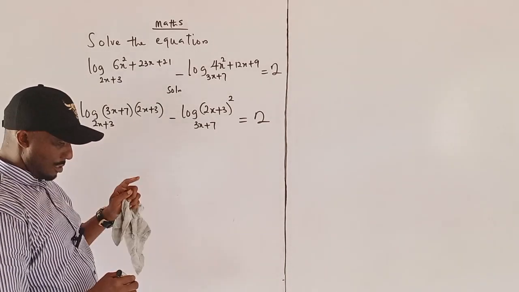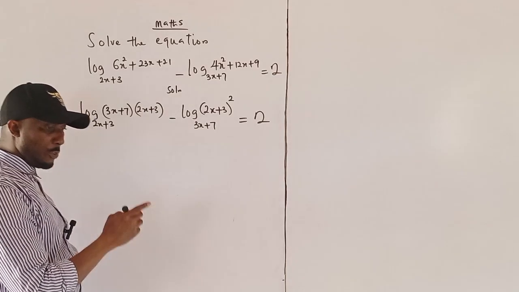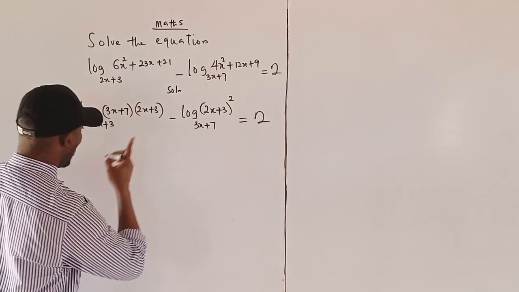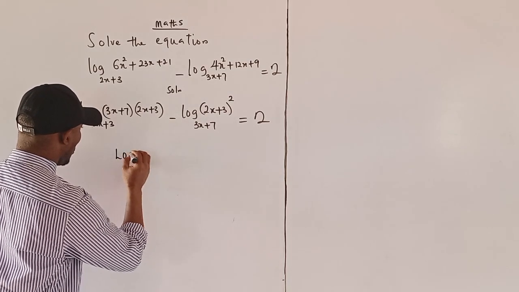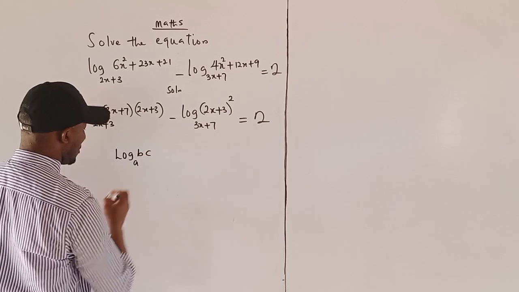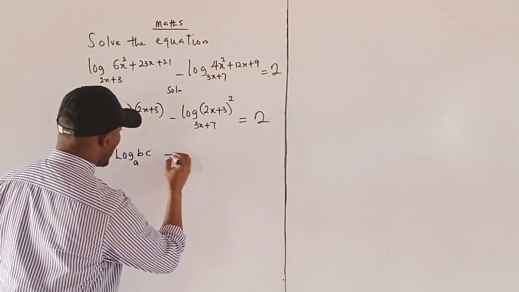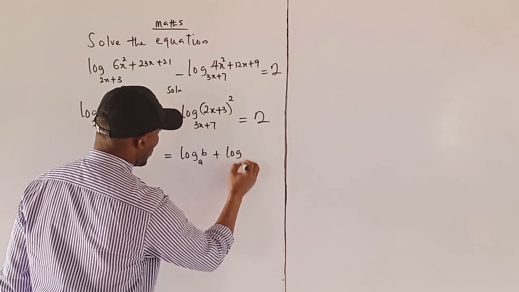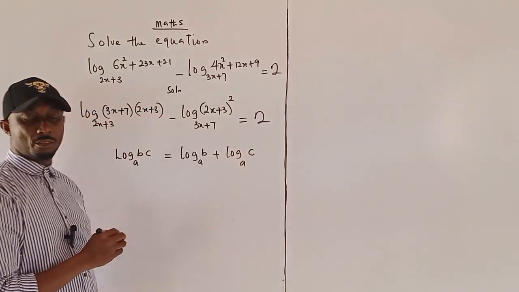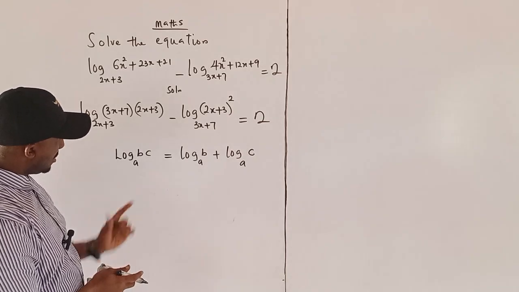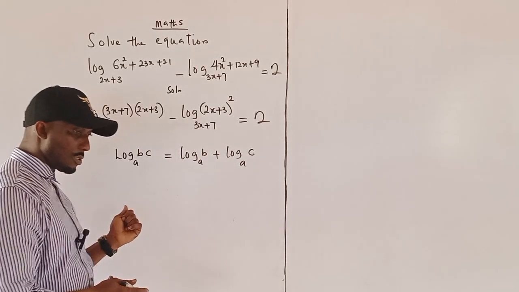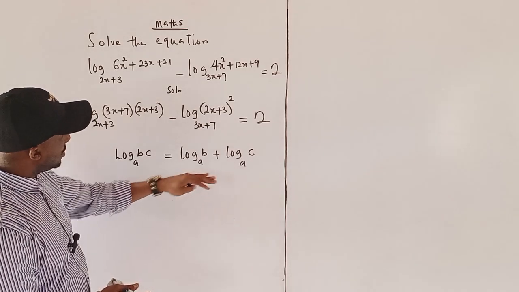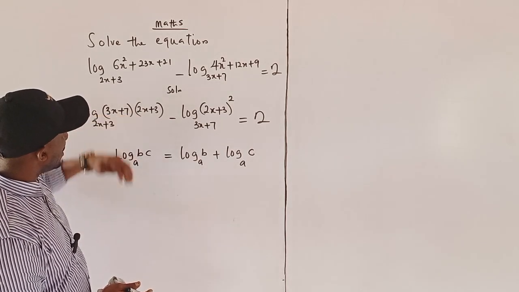Then I will recall a very fundamental law of logarithm, the multiplication or addition law. I have log to the base of a of the argument bc. I can split this to be log to the base of a of the argument b plus log to the base of a of the argument c. Some people call it the product rule. So with this, we'll separate these two.